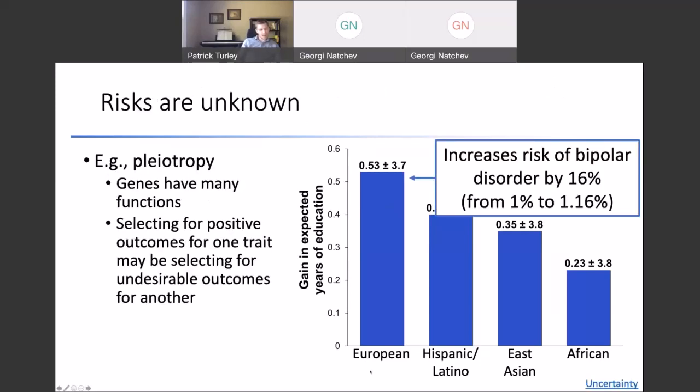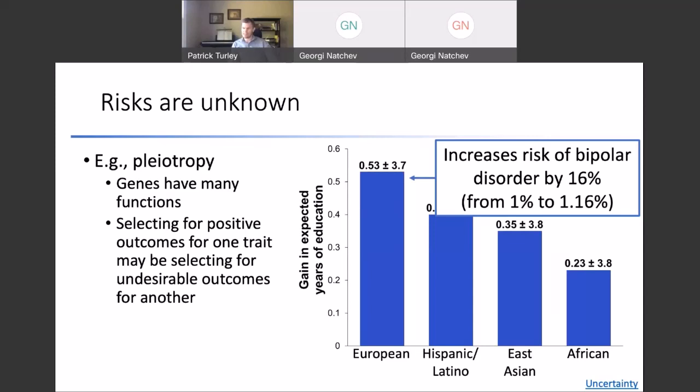Next is that there's a lot of unknown risks to this technology, and when you select for one thing, you may accidentally be selecting for something that you don't intend to, because genes have many different functions. So you can't just select for, say, educational attainment. The genes that seem to be associated with education are also associated with a number of other outcomes that we may or may not be interested in obtaining as well.